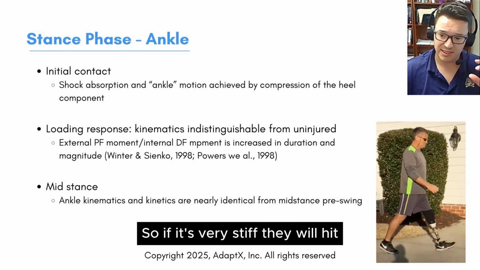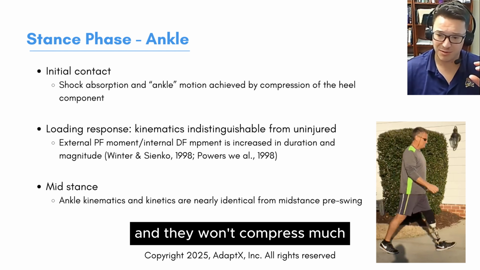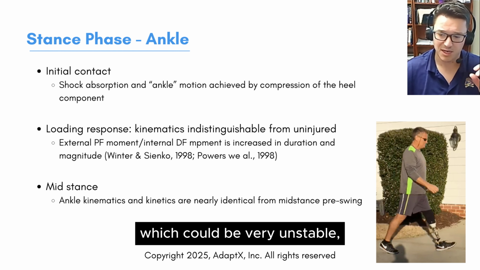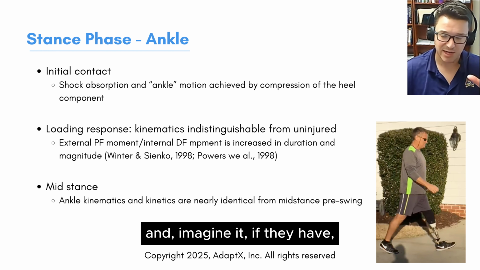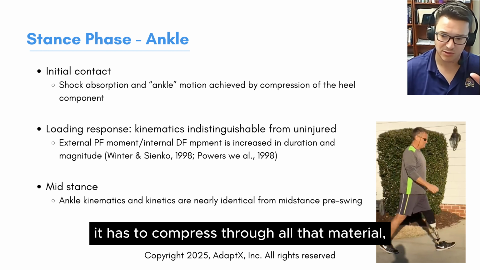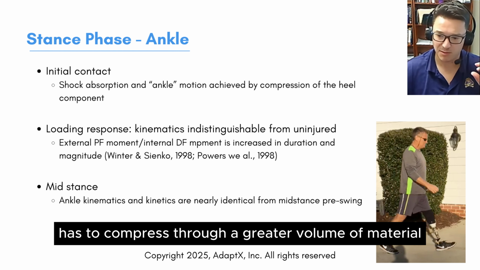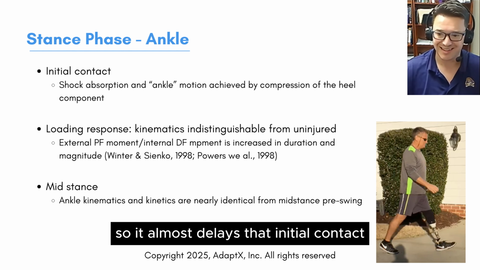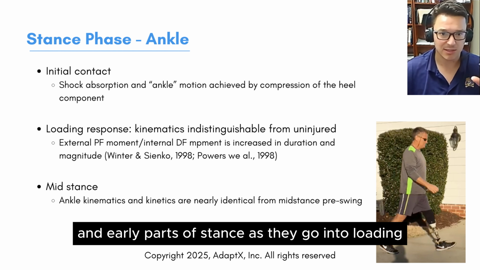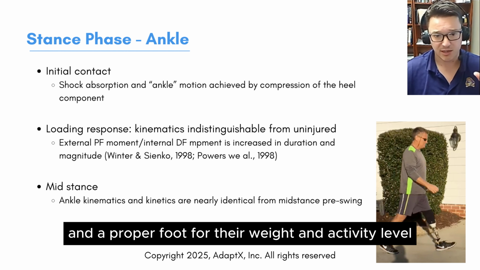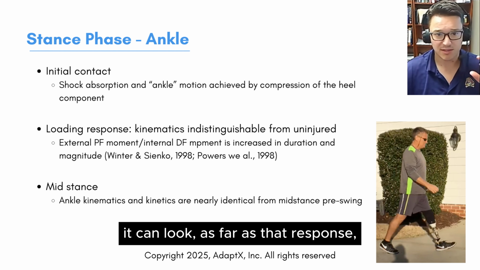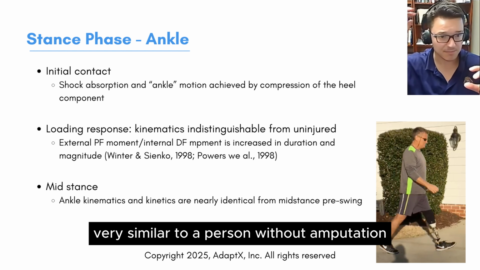So if it's very stiff, they will hit and they won't compress much and they'll rock forward very fast, which could be very unstable. Or it could be very soft and they can really compress. And imagine it, if it's very soft, it has to compress through a greater volume of material, and that can take more time. So it almost delays that initial contact in early parts of stance as they go into loading response. In most cases, with a properly fitted prosthetic and a proper foot for their weight and activity level, it can look, as far as that response, very similar to a person without amputation.